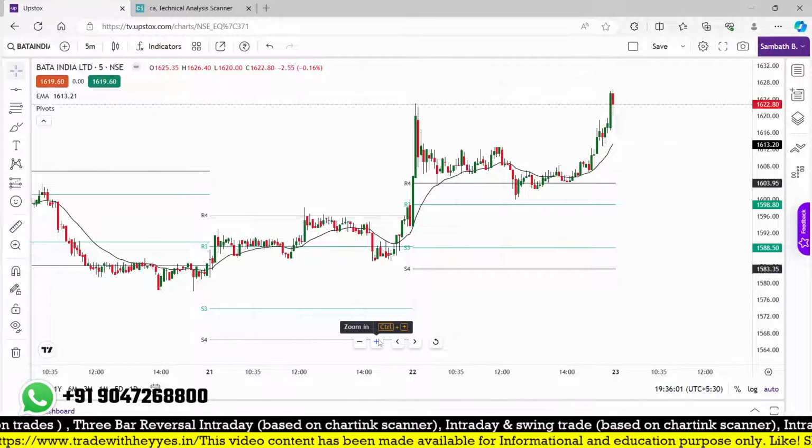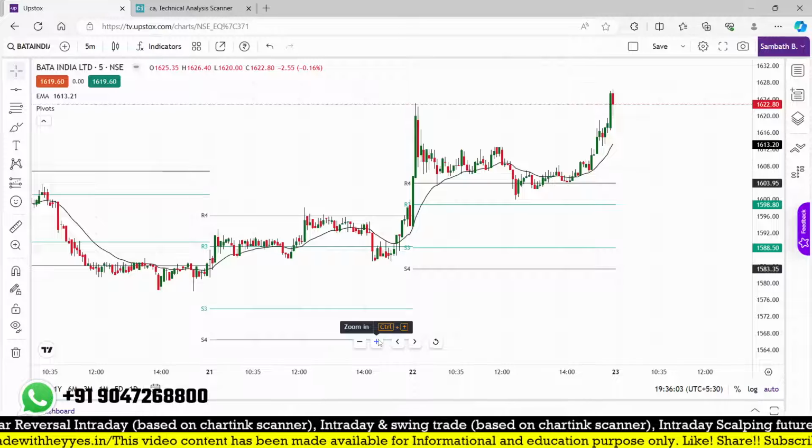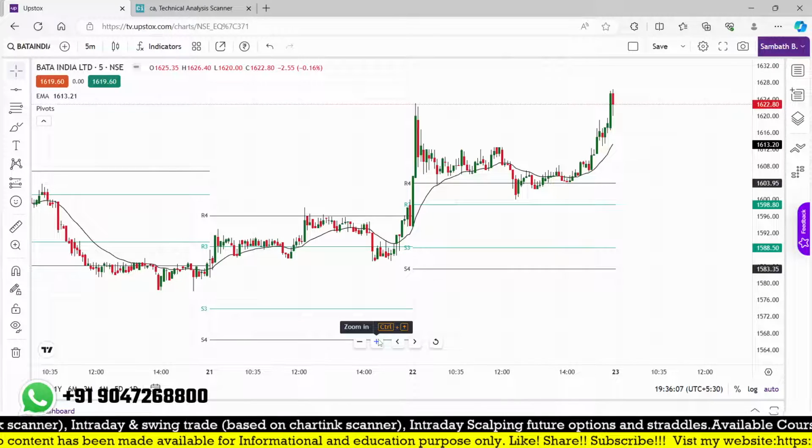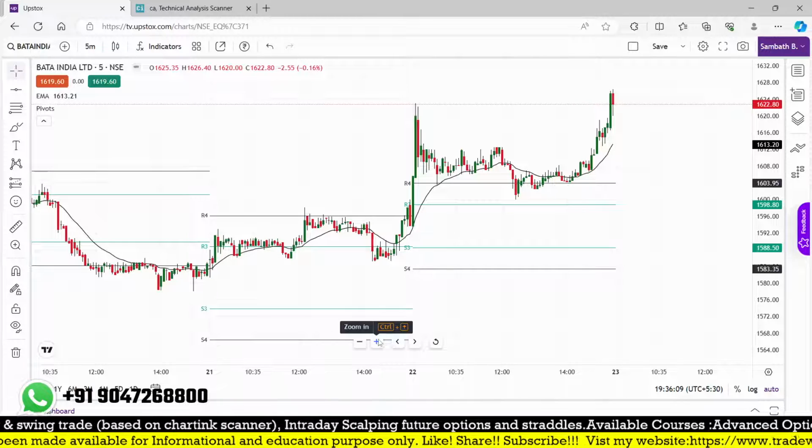I hope you enjoyed this session on better swing opportunities by using this indicator. Maybe it is going to help you with your trading strategies.